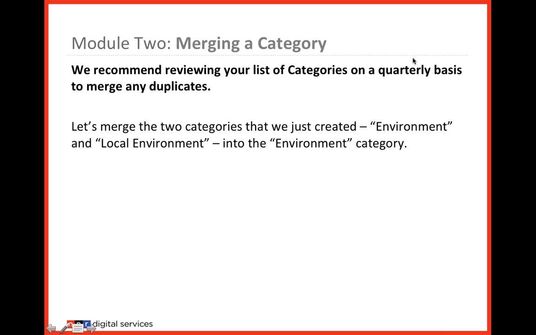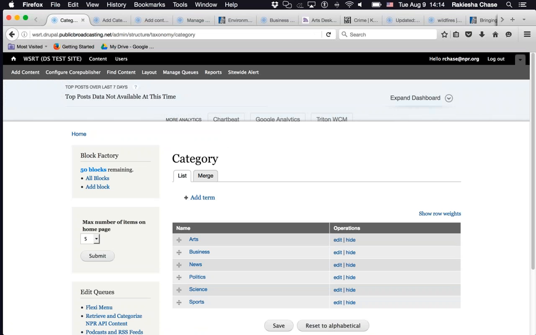So I'm going to go back into my test site. I'm going to ask you to pull up your site as well. And we are going to go back to that category page. This was the page that we got to by going to Configure Core Publisher and then selecting Manage Categories. So you'll notice that we have this Merge tab here, right next to List. I'm going to click on Merge.